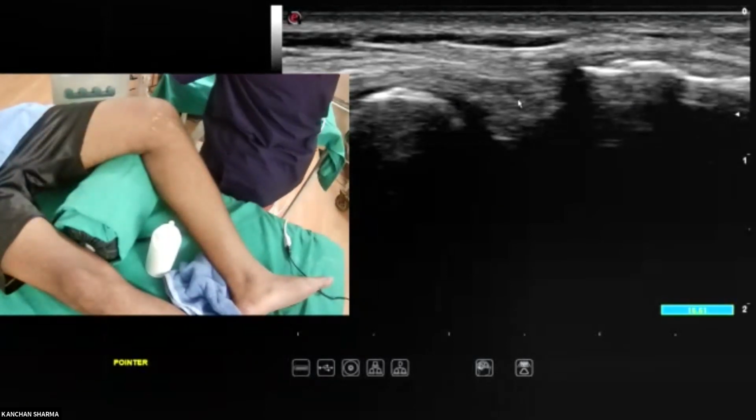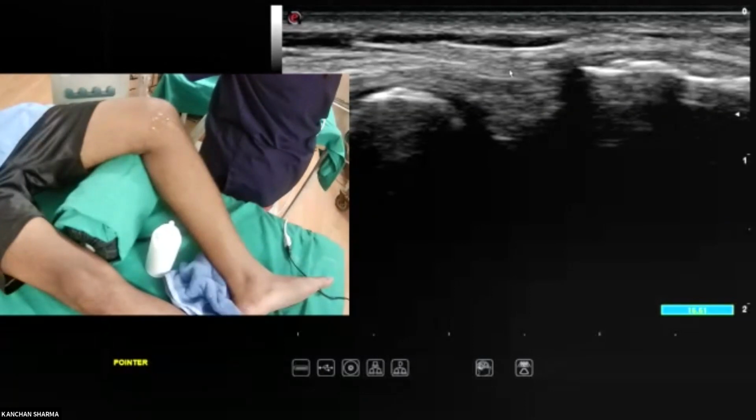Meniscus is a fibrocartilaginous structure. That's why this structure is going to be hyperechoic and fibrillar. So on the top, femur, one hyperechoic bone, down is your tibia. In between these two, this hyperechoic thing is your meniscus. Now on the top of the meniscus, what you are able to see is your medial collateral ligament. If there is meniscus pathology, if you have a cyst, then this portion will be going up.